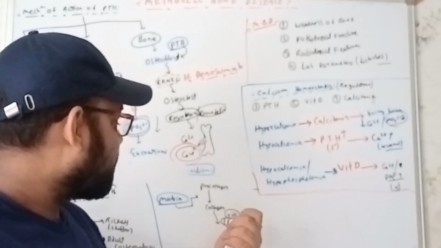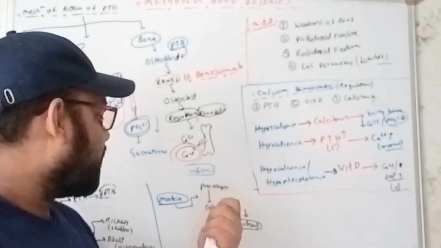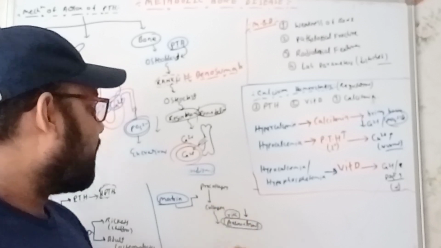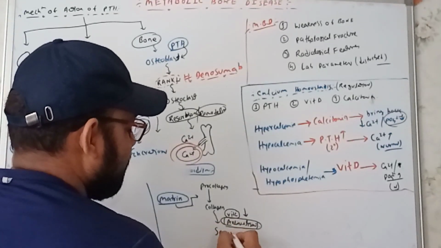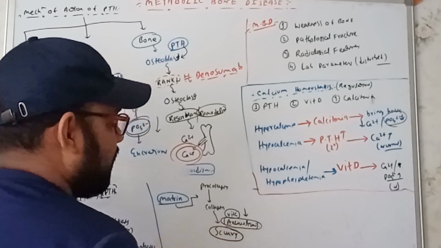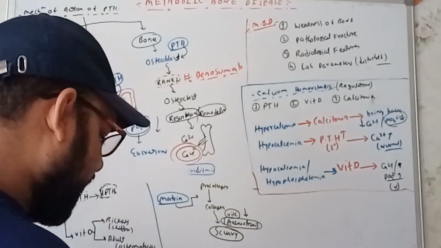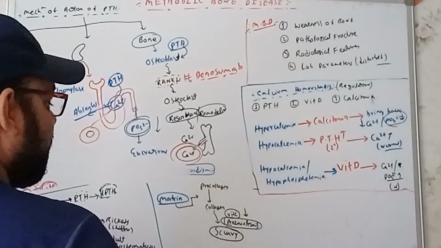Whenever we see a deficiency of vitamin C, the collagen will not form maturely, and ultimately you will get to see scurvy over here. So scurvy will be found due to the deficiency of vitamin C. So pro-collagen.